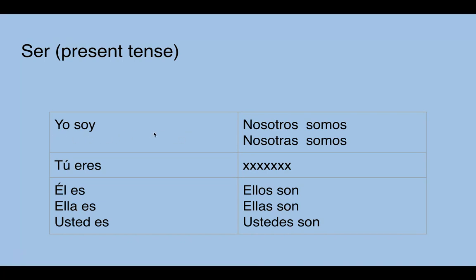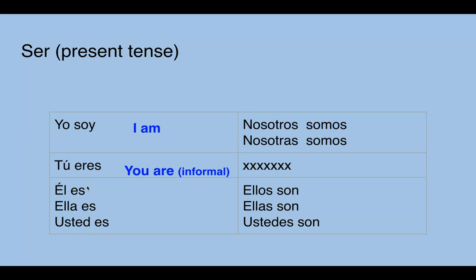First person is in the first row. Second person, third person. So, yo soy. Repite, por favor. Yo soy. Yo soy means I am, because yo is the pronoun that means I. Tú eres. Repite, por favor. Tú eres. Which means you are, and that's the informal you, the you that you use with close friends and family members.